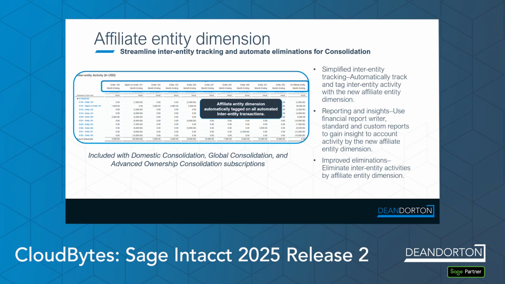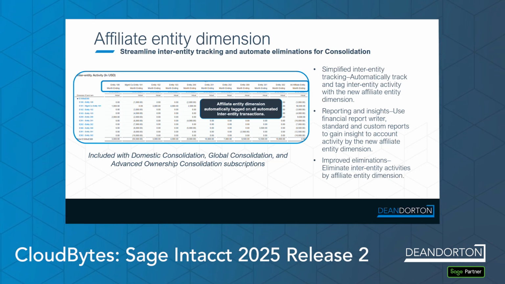And then the affiliate entity dimension. So this is new for inter-entity tracking and to help automate eliminations with the consolidations module. The new affiliate entity dimension is a standard dimension for consolidation customers. Basically, it helps to track where the transactions came from in an intercompany transaction. So it's an automatic tag.